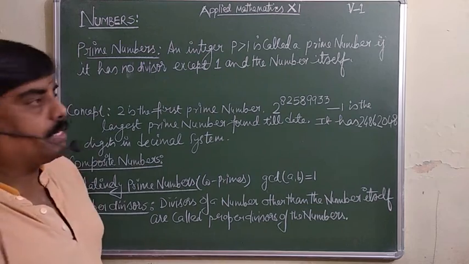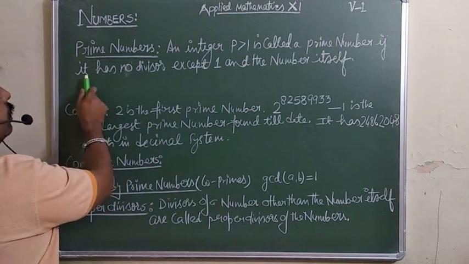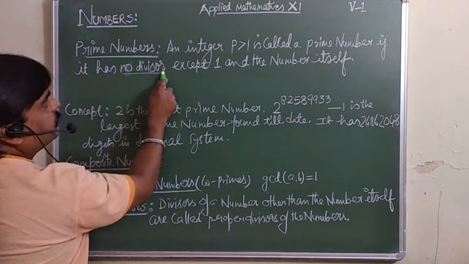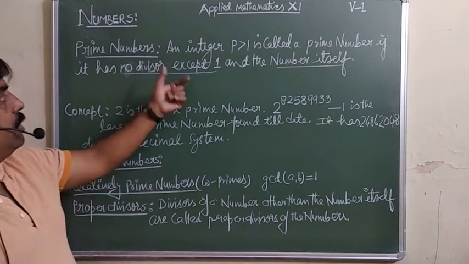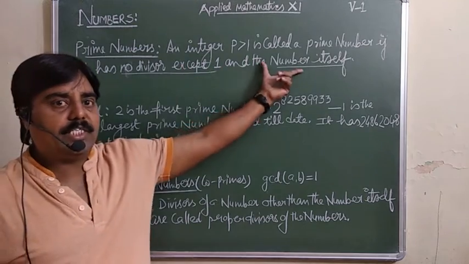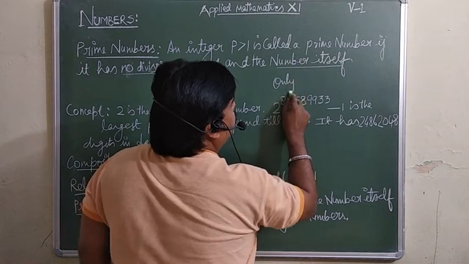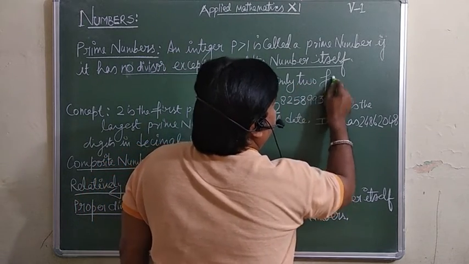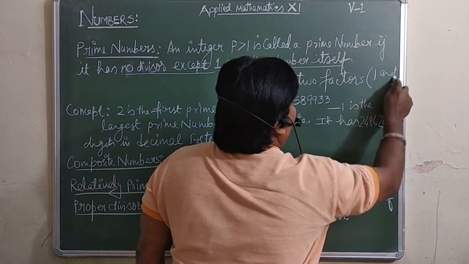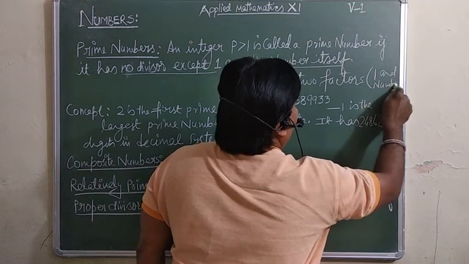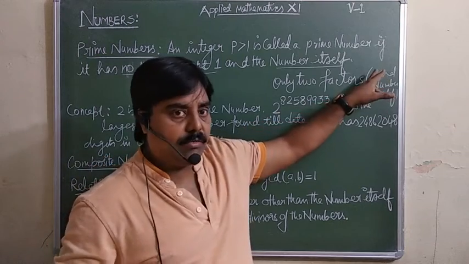Which numbers are known as prime numbers? An integer p greater than 1 is called a prime number if it has no divisor except 1 and the number itself. Any number that is divisible by 1 and the number itself only is a prime number. In short, a number which has only two factors, 1 and the number itself, is known as a prime number.